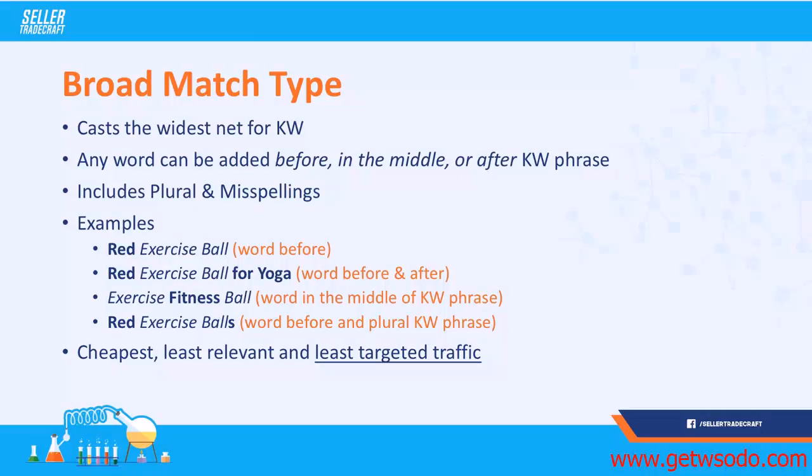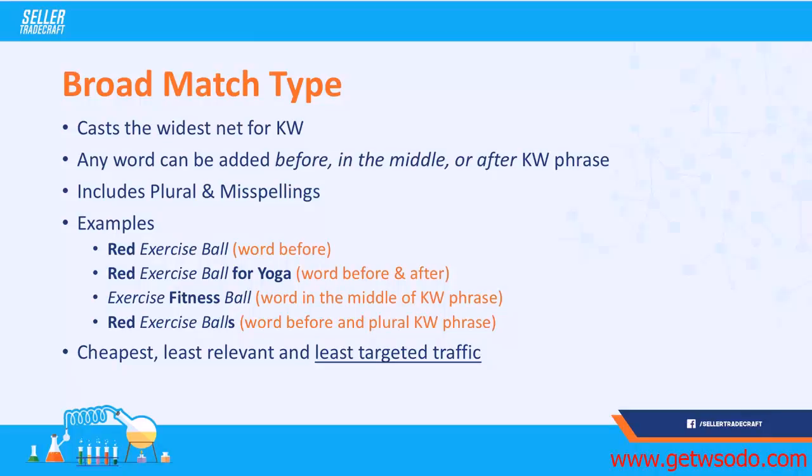Let's say your keyword is exercise ball, and we're continuing using this example. The first one, we have red exercise ball. This is an example of a broad keyword where the word is before. Next, we have red exercise ball for yoga. We have the words before and after, red and for yoga. Then we have exercise fitness ball. There's a word in the middle of the keyword phrase. And we have red exercise balls. So there's a word before and there's also a plural of the original keyword phrase after.